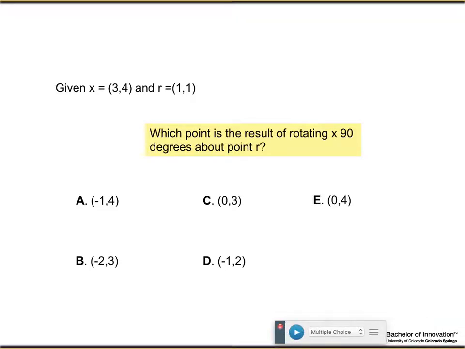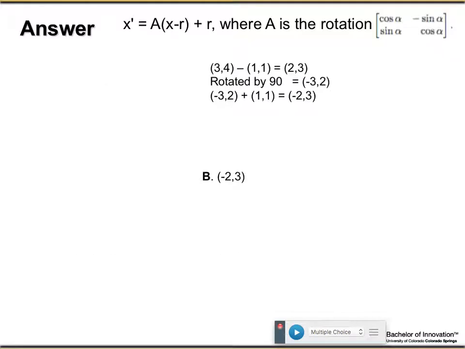As we said before, we translate the point back, multiply by a matrix to rotate it, and then translate it back out. So the correct answer is B. We take the rotation matrix, which is again 0, -1, 1, 0, because we're rotating by 90 degrees.